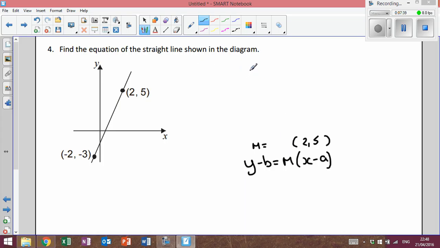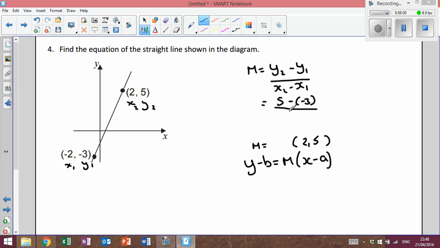Now I've got 2 points, so to find my gradient, I can just use my gradient formula: y2 minus y1 over x2 minus x1. Go to my points. That's an x, that's a y, that's an x, that's a y. This is 1s, this is 2s. So that's 5 minus minus 3. Careful with your negatives there. 2 minus minus 2.